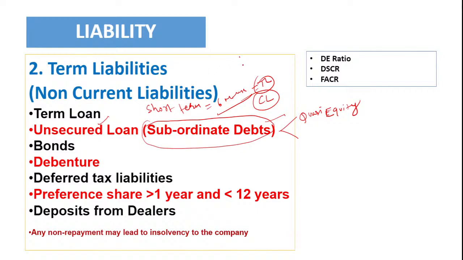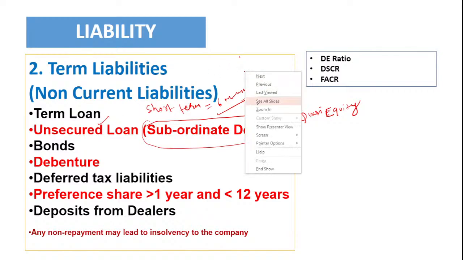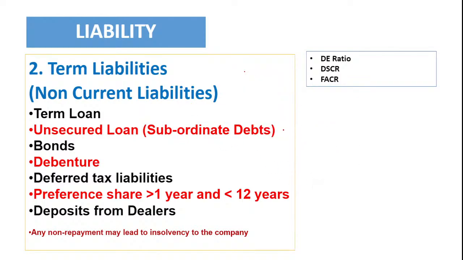Okay, so then you see why some banks are treating unsecured loan as a part of capital, and why at many times someone will not treat it as a part of capital. Some are treating and some are not treating. Why some are treating and why some are not treating the unsecured loan as a part of capital?